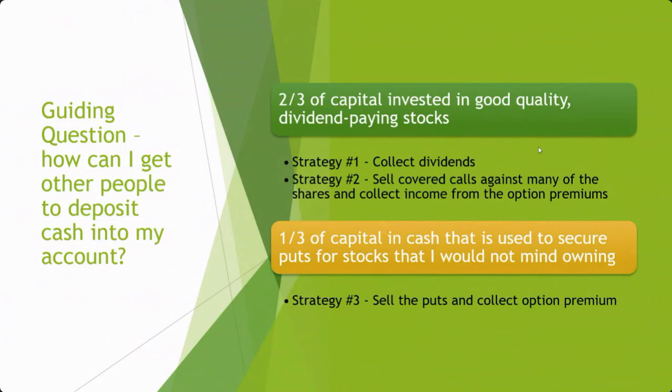The other 1/3 of my capital I keep in cash, and I use that to secure puts that I sell. I always try to sell puts on stocks that I would not mind owning because I may end up owning them. And the third strategy comes from that cash, and it's selling puts and collecting the option premium.